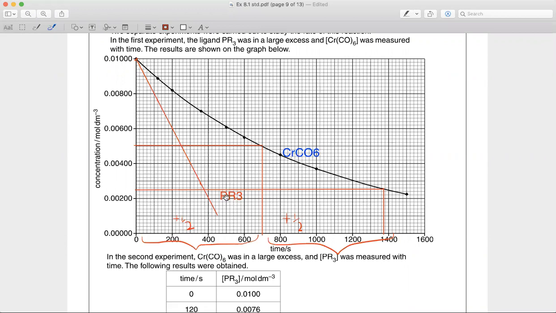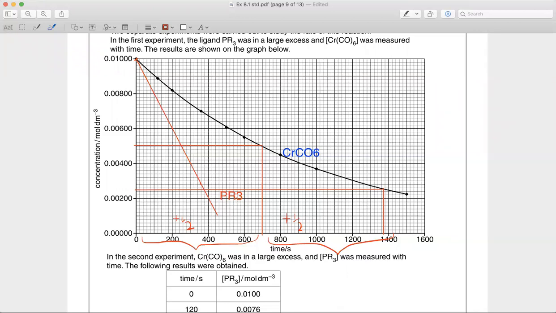So given the fact that your half-life is almost constant, what does this tell you about the order of the chromium complex? First order. First order, yes. So you will write down the order with respect to chromium is 1, or you can say the chromium complex is first order.